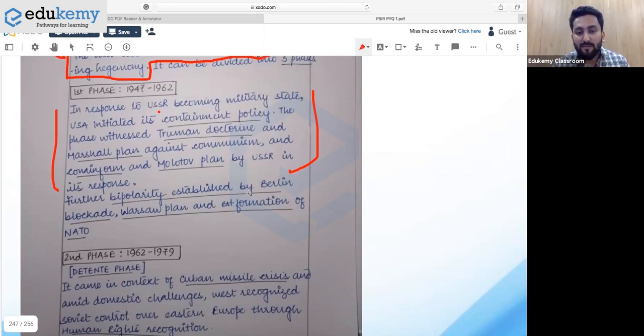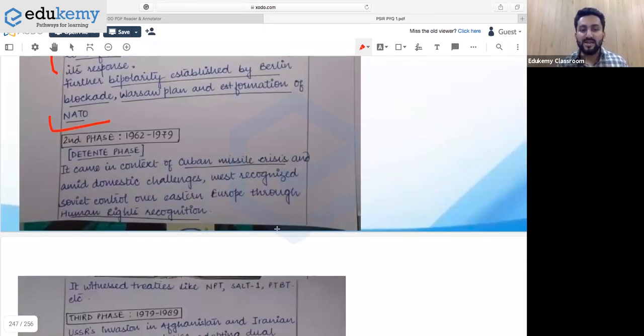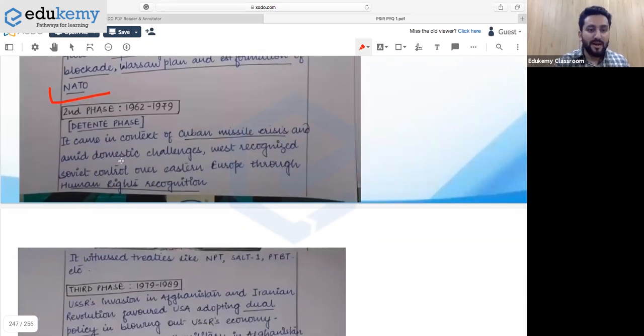Further, bipolarity established by Berlin blockade, Warsaw Plan, and formation of NATO. Very well used. Second phase, 1962 to 1979, detente phase. When we say detente, it means that there's a peace between two major wars or two conflicts. It came in context of Cuban Missile Crisis, and amid domestic challenges, West recognized Soviet control over Eastern Europe through human rights recognition. It witnessed treaties like NPT, SALT I, PTBT, etc. So this was the positive phase, means this was the phase when de-escalation was happening.